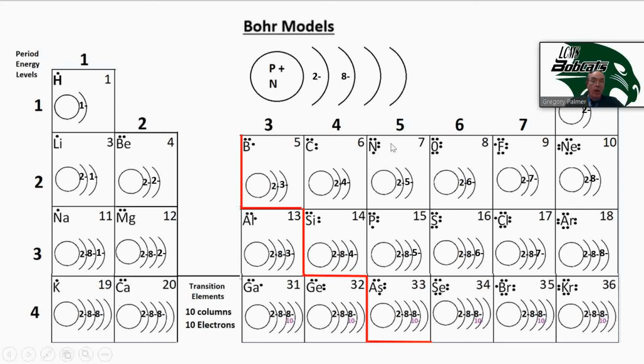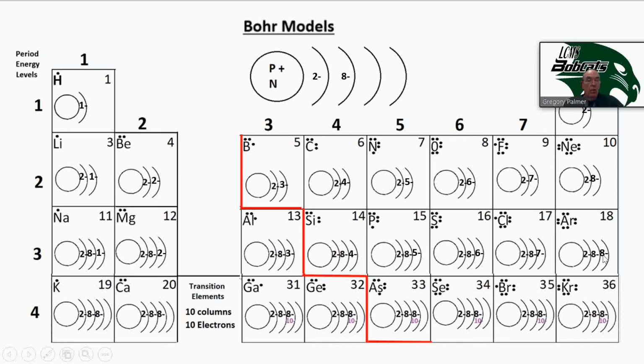Now you can see why people use these dot diagrams, because they don't want to have to draw these Bohr models all the time. They just say there's 7 valence electrons, so we'll put 7 dots. There's 5 valence electrons, and we'll put 5 dots. We're going to look at one more period and see how that goes.